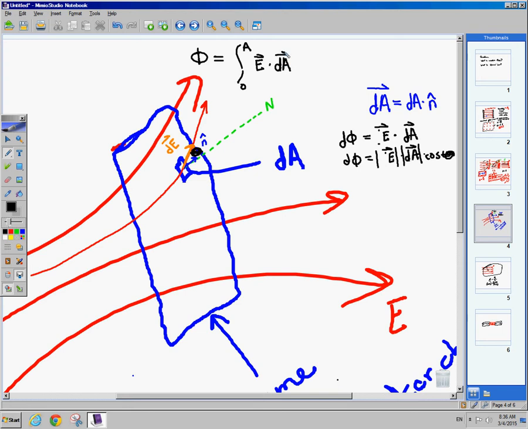Well, you know what I wanted to write first? Phi is the integral of all of the d phis, the sum of all the little d phis, which is equal to the integral from 0 to a of E dot dA. Or we could say the integral from 0 to a of E dA cosine theta.